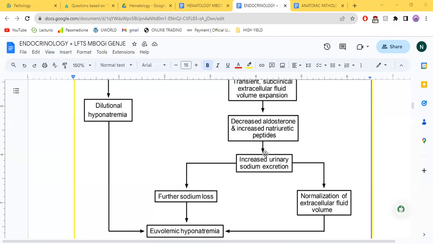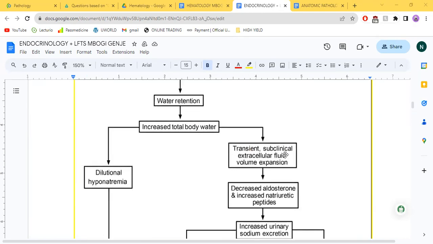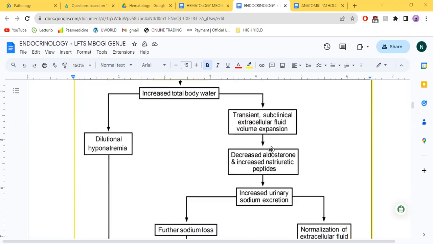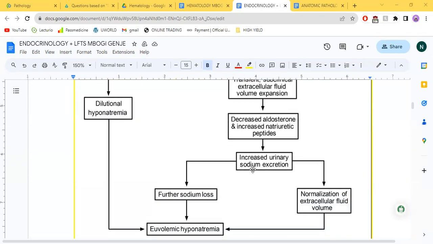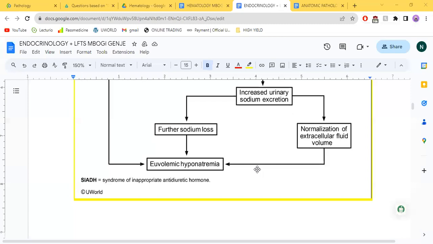What happens when you decrease aldosterone? Increased urinary sodium excretion. When you excrete more sodium, further sodium loss, leading to euvolemic hyponatremia. And another one, normalization of the extracellular fluid, leading to euvolemic hyponatremia. Have you understood the pathophysiology of SIADH? Hopefully. What else can they ask? How do you treat SIADH if they ask management?